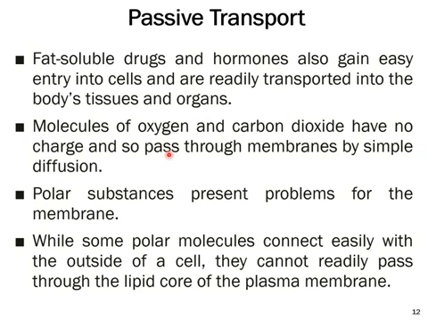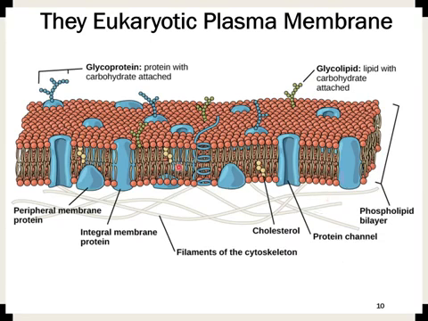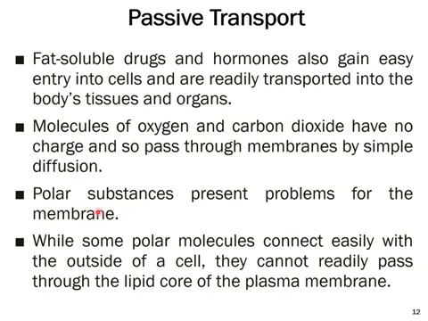Polar substances present problems for the membrane. We have these polar heads, and in between them we have non-polar tails. Anything that needs to go through here needs to pass through these non-polar regions. Polar substances will have a problem here because they are not soluble in fats or lipids, and will face difficulty passing through the plasma membrane. While some polar molecules connect easily with the outside of a cell, they cannot readily pass through the lipid core of the plasma membrane. That is what we just discussed.